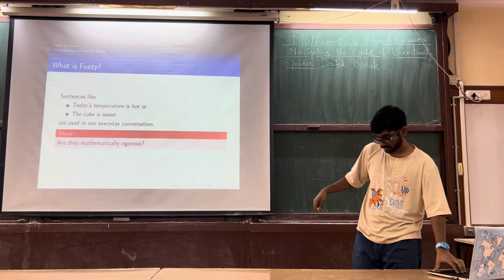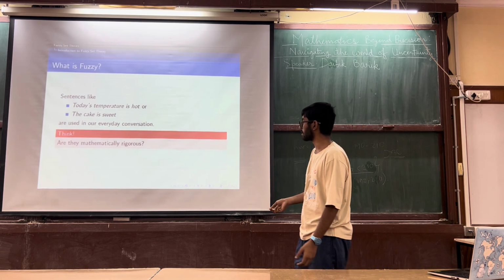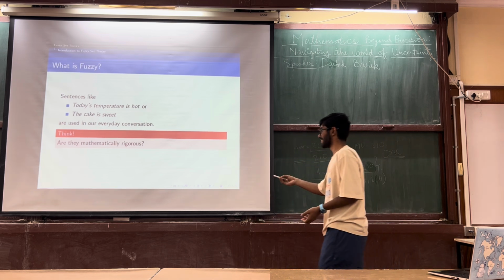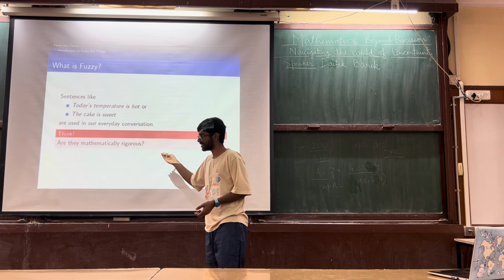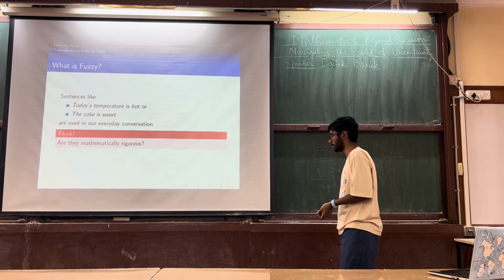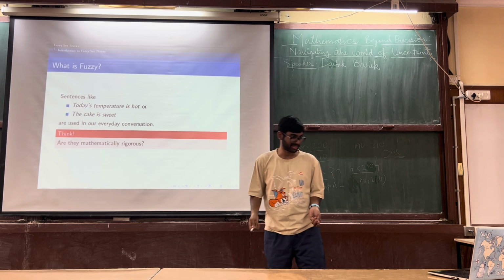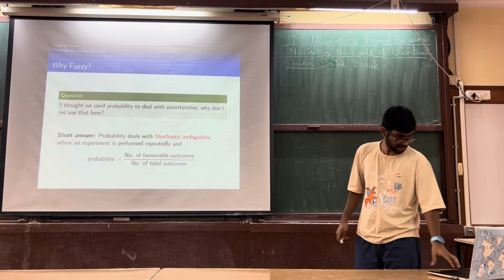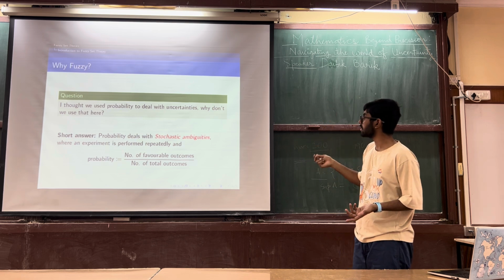So the question is, are they mathematically rigorous? But again, mathematically rigorous is a fuzzy thought. What is rigorous? What do you mean by rigorous? So how rigorous are they? That is the point. These are kind of uncertainties, right?